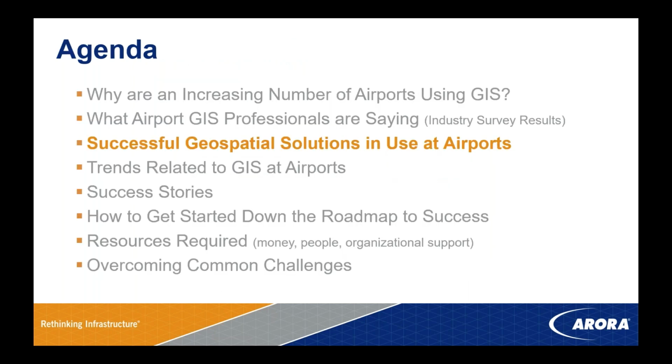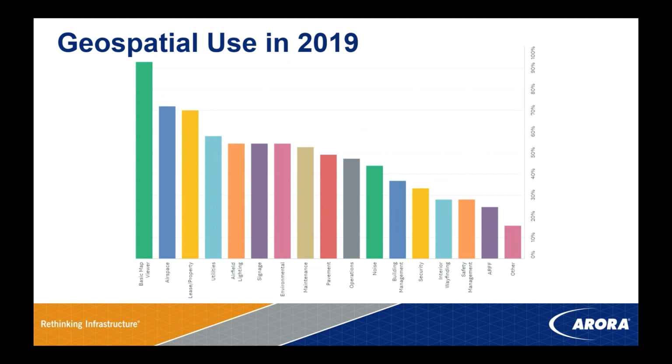Some of the successful solutions that airports have implemented using geospatial technology. This was a question we asked of the survey, and not surprisingly, most people said a basic map viewer. People have invested in the data and they want to get it out to people. But the next two or three applications have consistently been popular for using GIS within the airport industry. One being airspace, next being lease and property information, utilities, and then getting into some of the asset management types of applications, like where are the airfield lights, signs, different maintenance work orders, things that need to be maintained, such as pavement, et cetera.